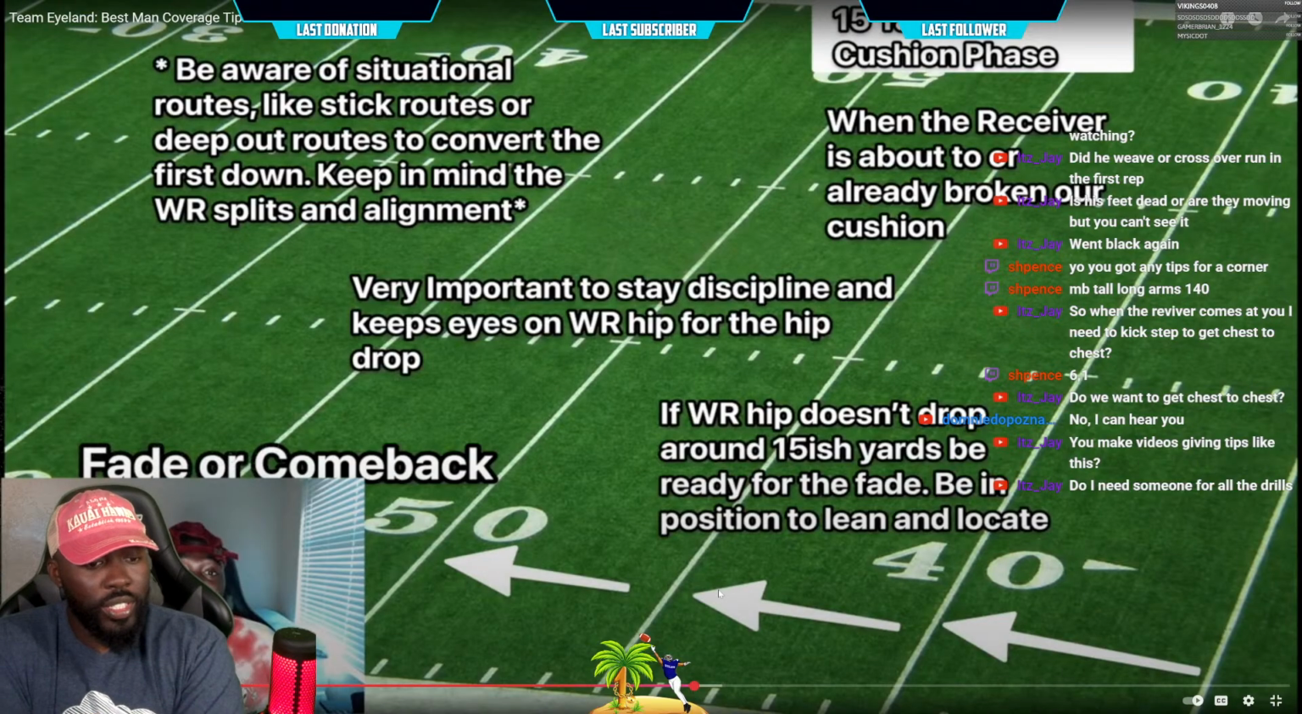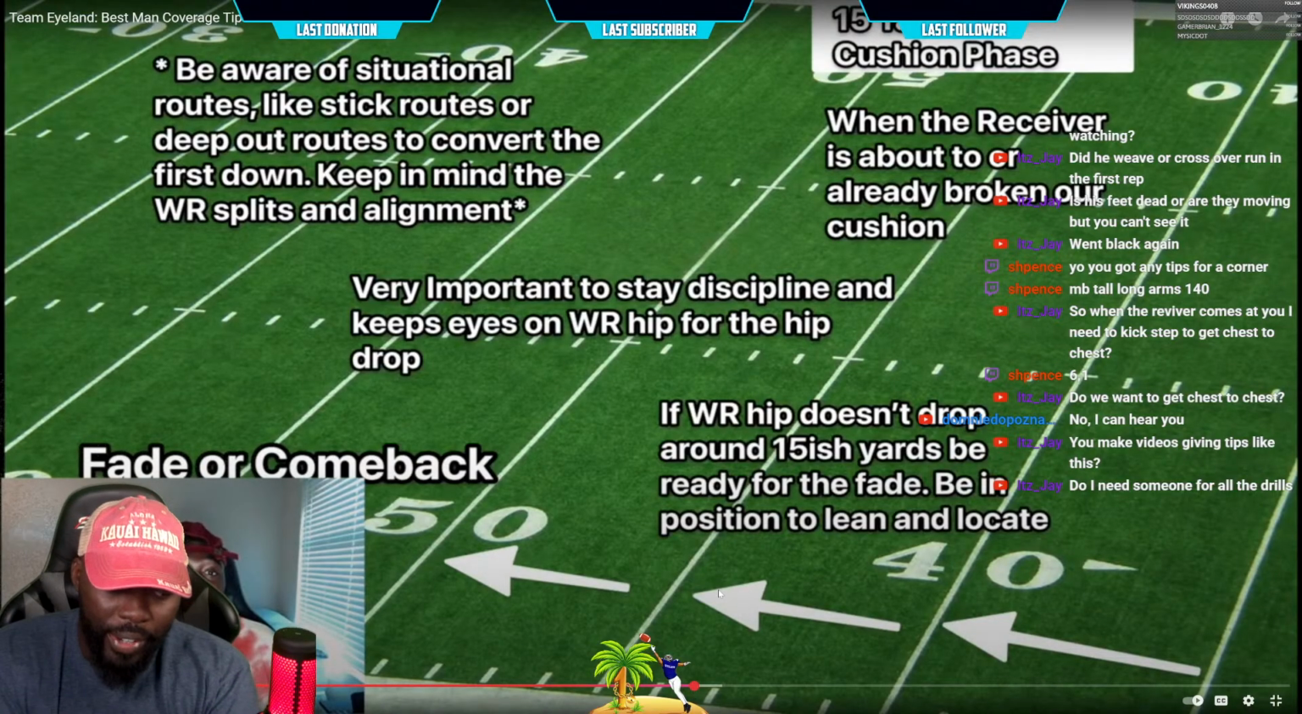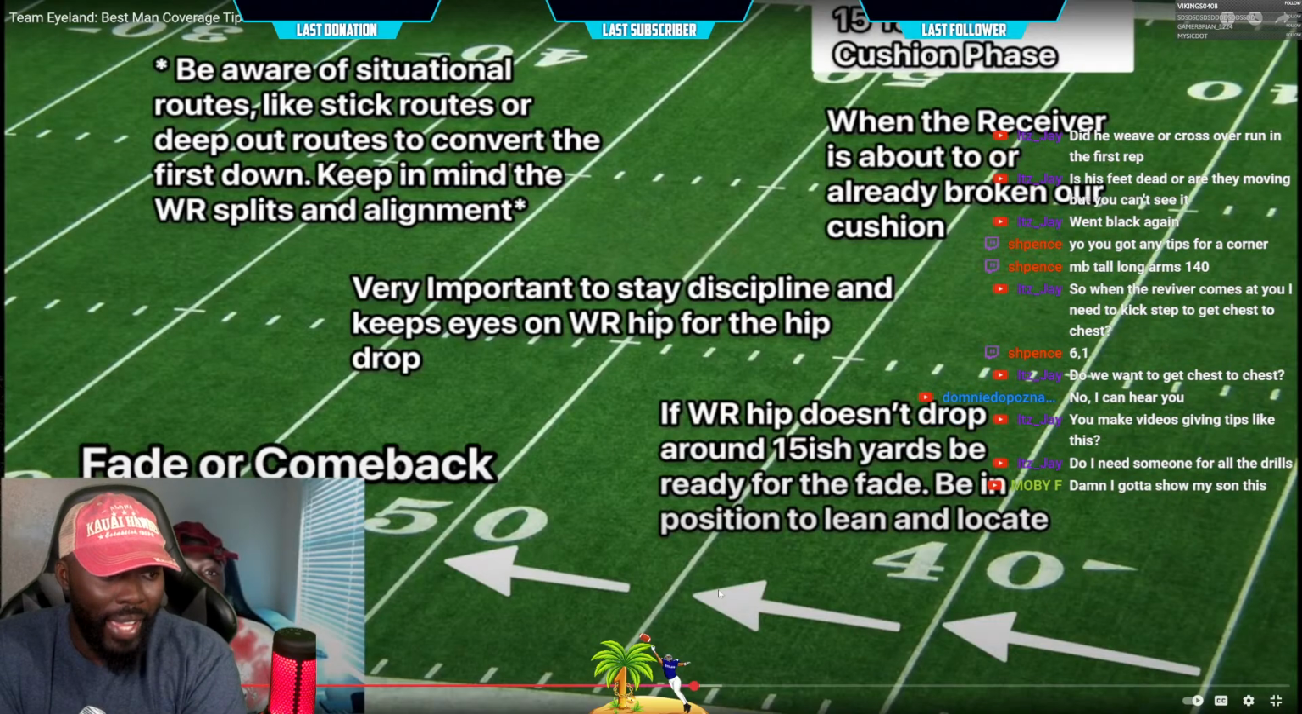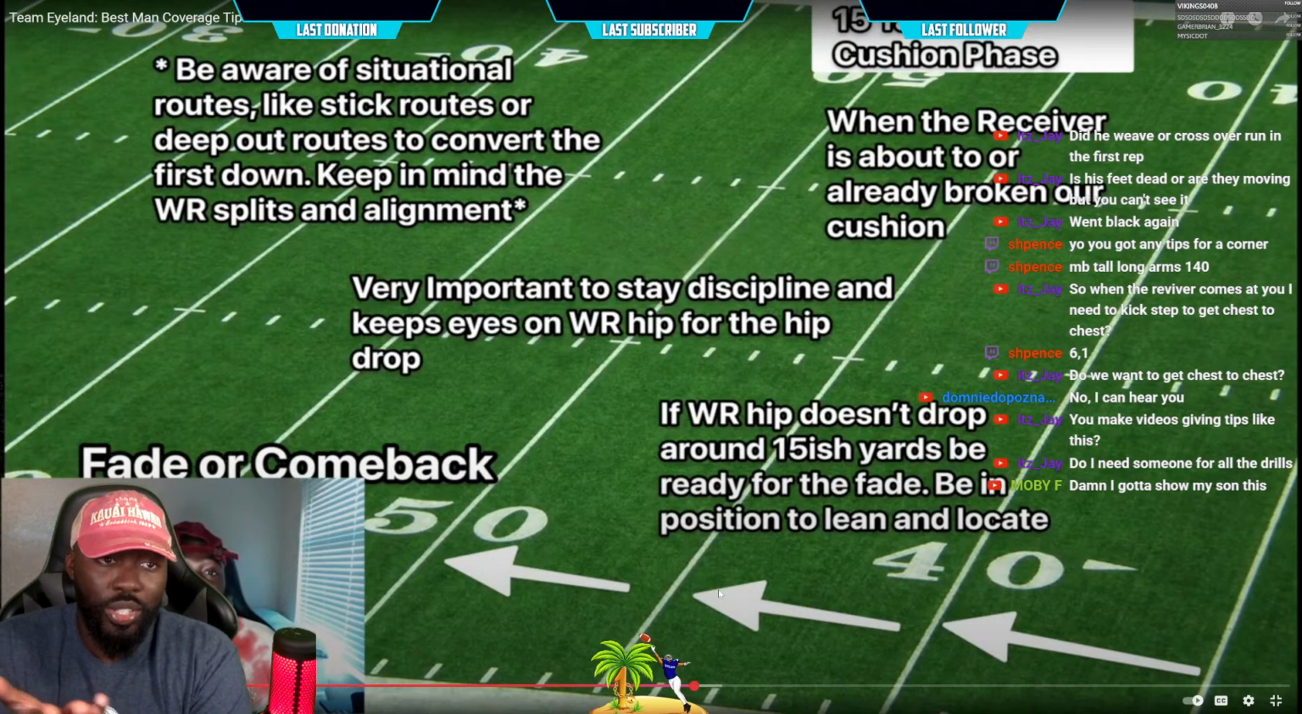Okay, so now this is 15 yards. There's not really a lot of breaking routes at 15 yards. 15-ish is usually a comeback or fade. That's how I break it down. Now it depends on the situation. If it's 3rd and 20, they could probably break a route at 15 trying to get to the first down.